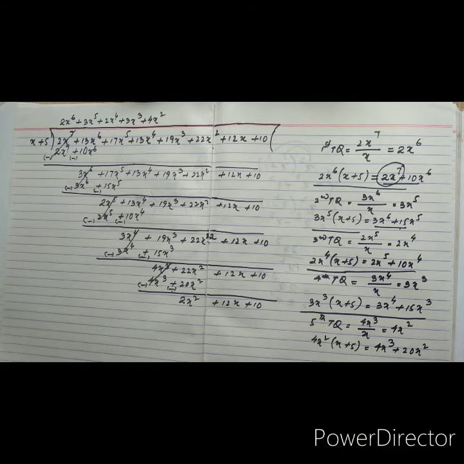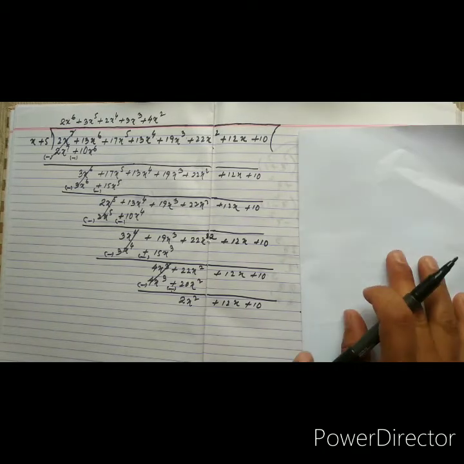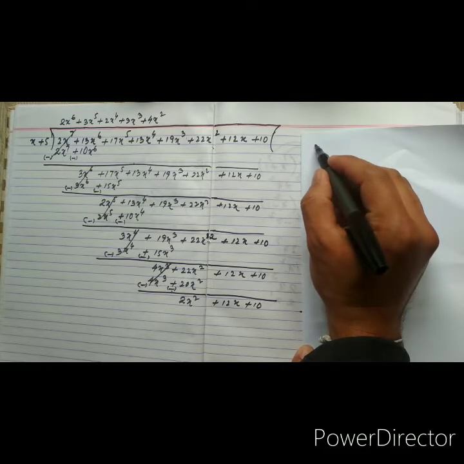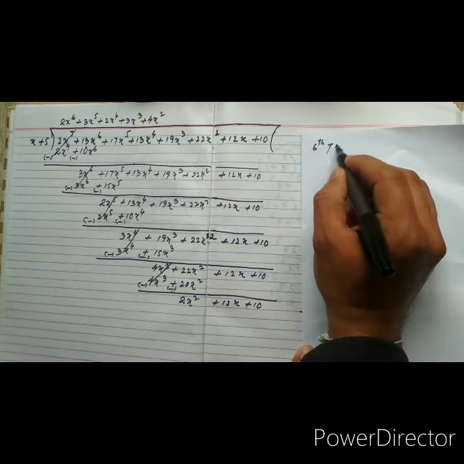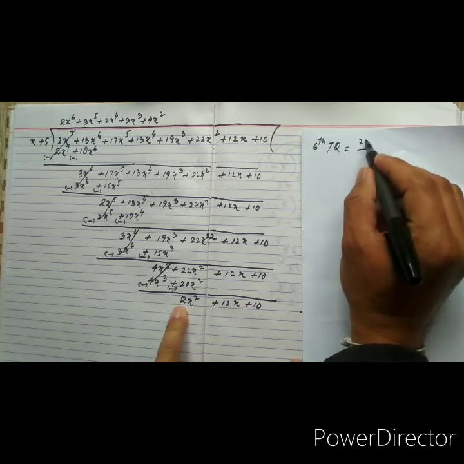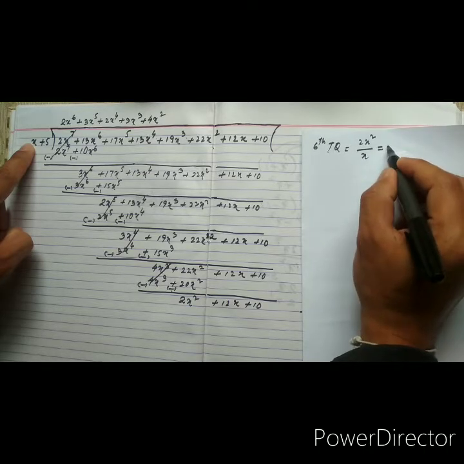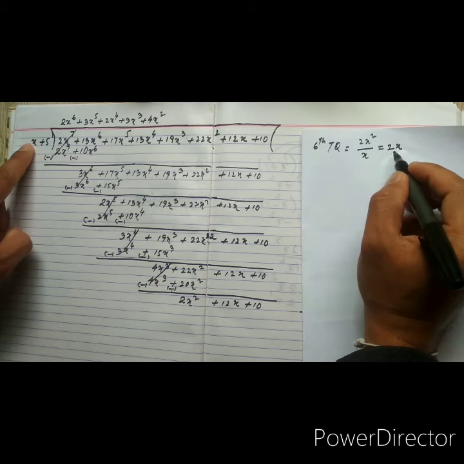Okay, since the space is not available, I'm going to use one paper for finding the sixth term of the quotient. So I'll just use this one here. Sixth term of the quotient. We'll take this 2x^2 divided by x. What will we get now? 2, then here x, that means 2x.